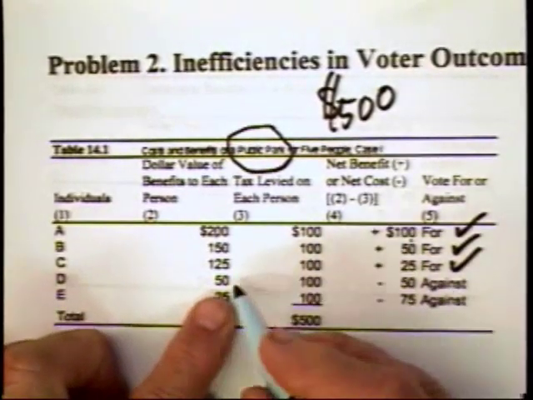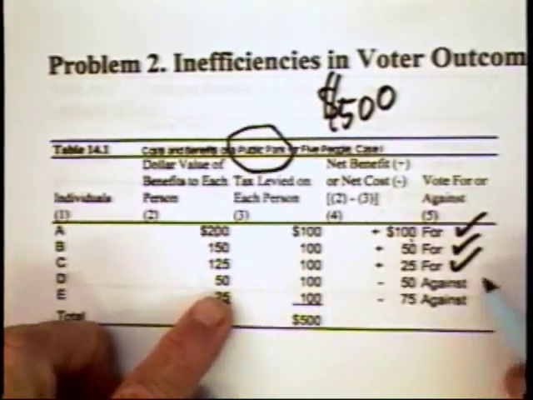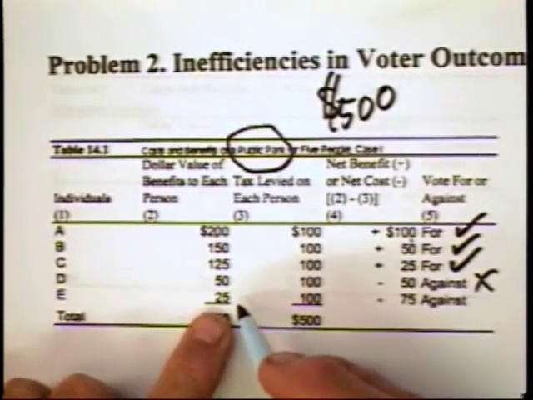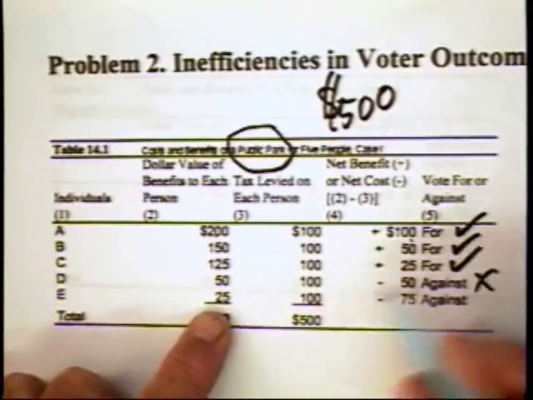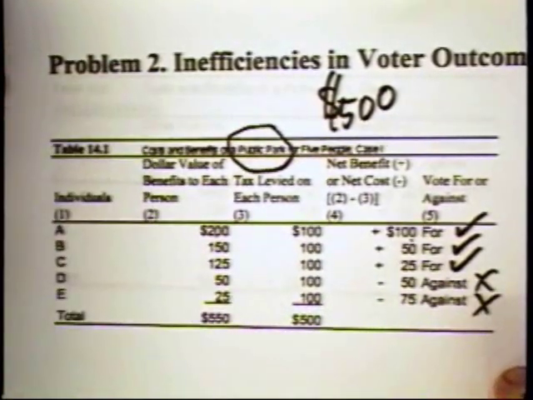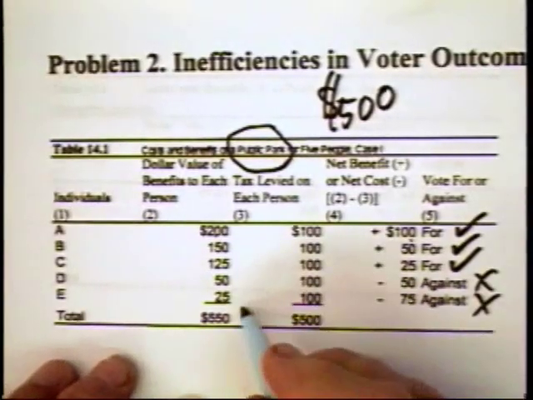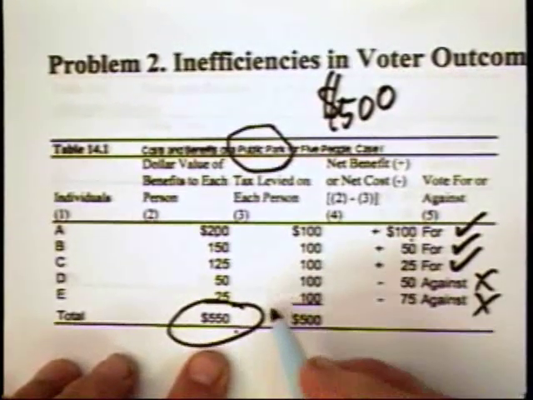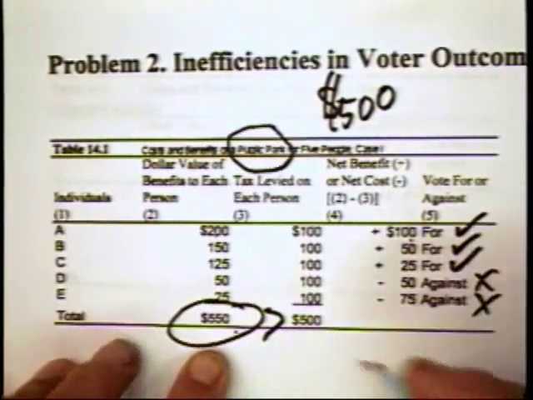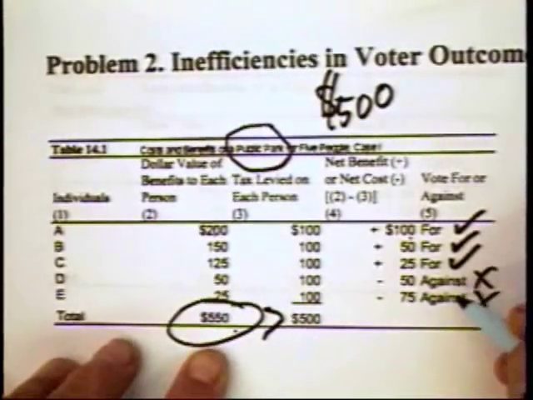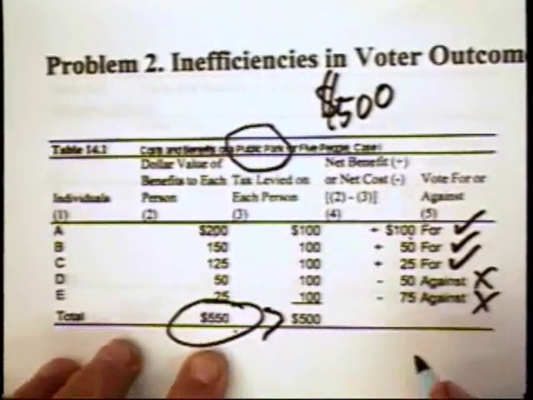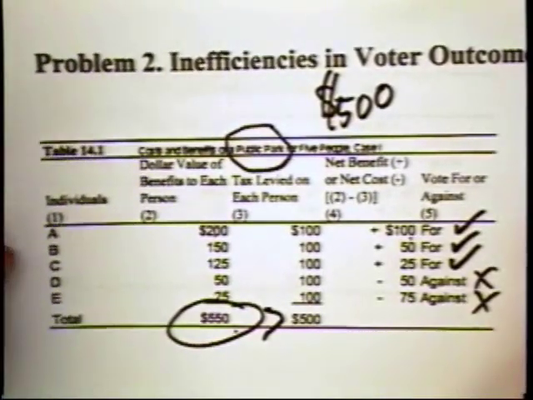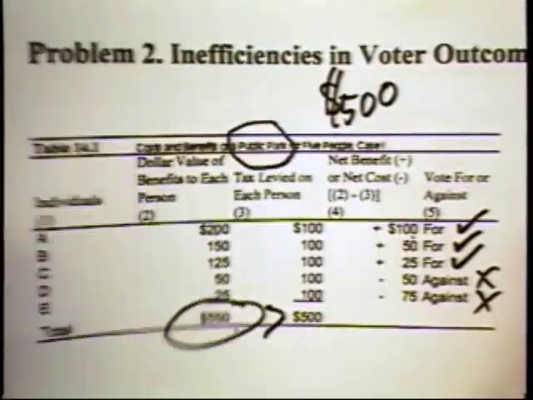D has $50 in benefits, pays $100 in taxes, and of course D will vote against the park. E will have $25 in benefits, $100 in taxes, and of course E will lose $75 and be willing to vote against the park. Now, here we have a case in which the total value of the park to all 5 people is greater than the cost of the park. And the park gets voted for. The only problem here is that you have 2 people, D and E, who get negative net benefits from the provision of the park. But let's look at another scenario.